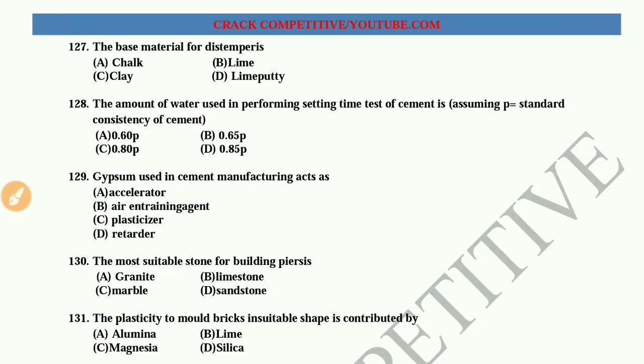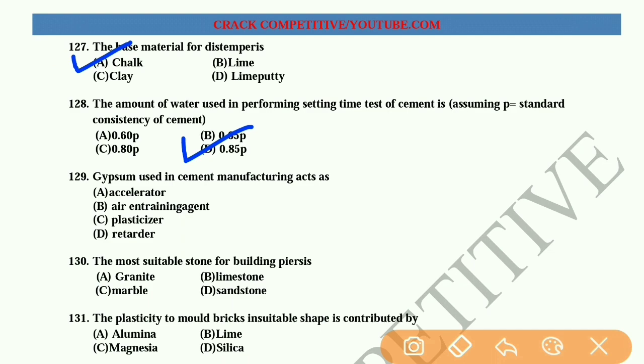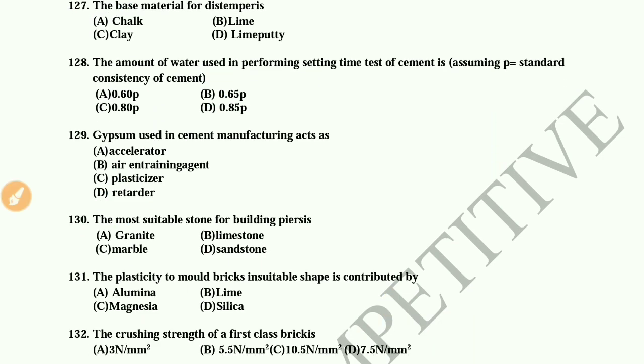Next question: base material of distemper is chalk. The amount of water used in performing setting time test of cement is 0.85 P, where P is the standard consistency of cement. Gypsum used in cement manufacturing is used as a retarder. The most suitable stone for building piers is granite.